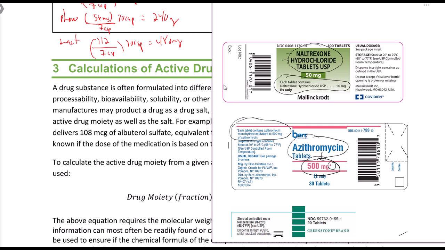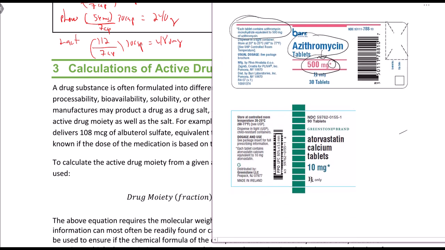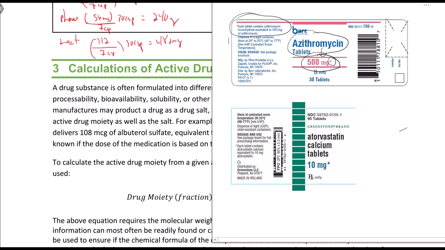Here's one other example. You see atorvastatin calcium, and it says 10 milligrams, and it has the asterisk next to the word. If you look over here, it's going to say each tablet contains atorvastatin calcium equivalent to 10 milligrams of atorvastatin. So even though they actually put the name of the salt here, this amount of milligrams is not the amount of milligrams of atorvastatin calcium, it's the amount of milligrams of just the atorvastatin. So it's confusing sometimes in the wording of what we do.